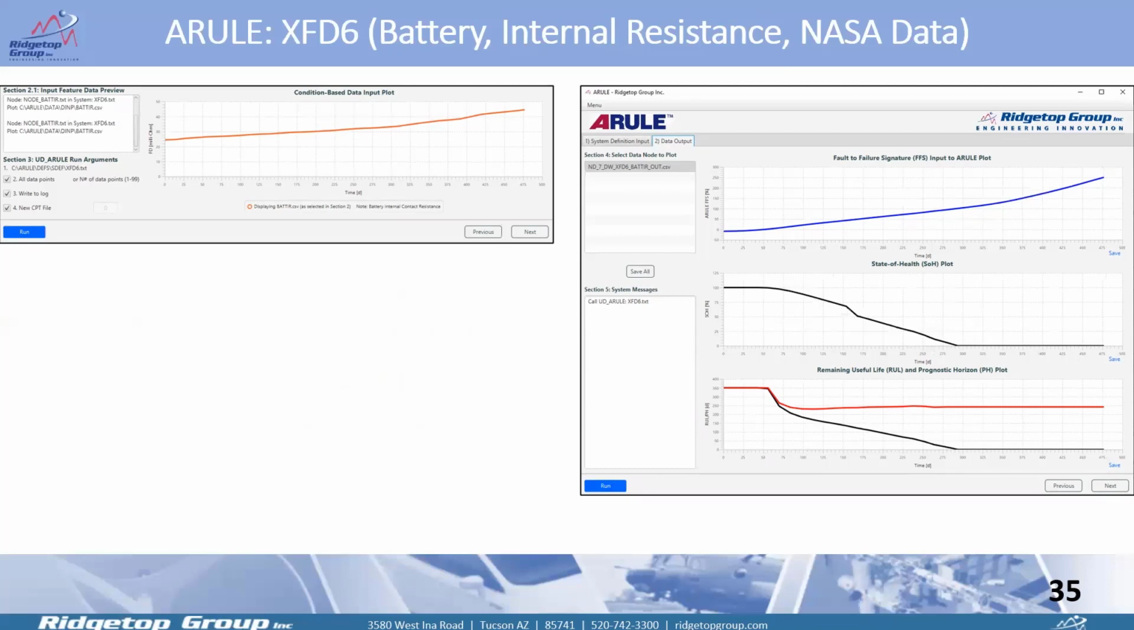Okay? So we took that data, and using what they had published, we produced an input data set that represented the NASA data. We then ran it through our ARULE and our GUI support for it, and we produced the output shown on the right-hand set of plots.